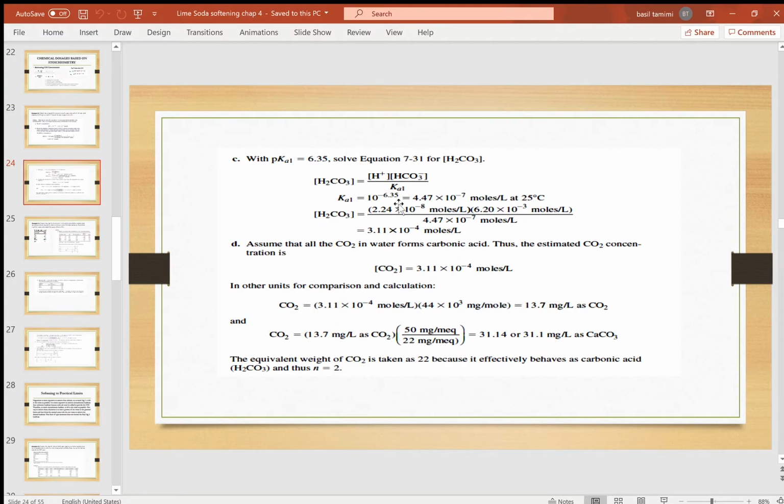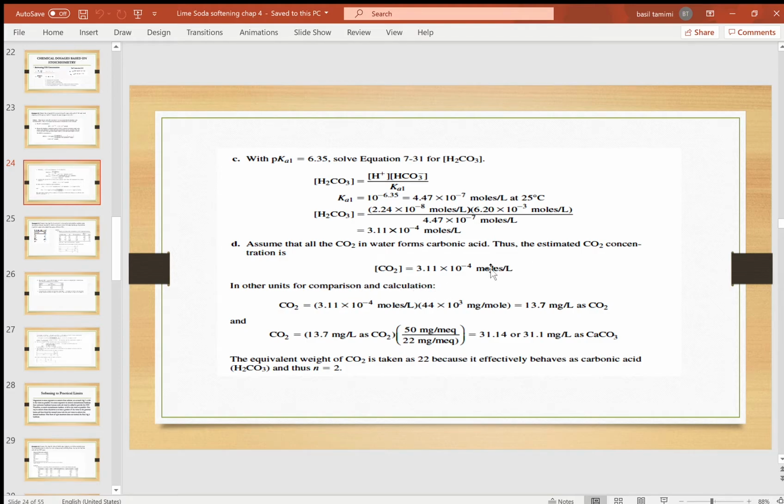Afterwards, we simply substitute these values into the dissociation equation. The H plus value is available now, the bicarbonate is available, and Ka1 can be easily determined because we have the temperature, based on the equations I showed you in the previous slides. So you will get a carbonic acid concentration of 3.11 times 10 to the minus 4 moles per liter. However, this example asks for the concentration of carbon dioxide. But since once carbon dioxide is dissolved in water to give carbonic acid, the ratio is 1:1, we can assume that the carbonic acid concentration is the same as the carbon dioxide concentration.